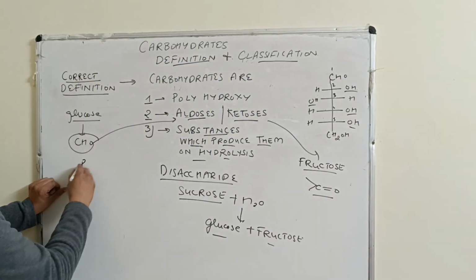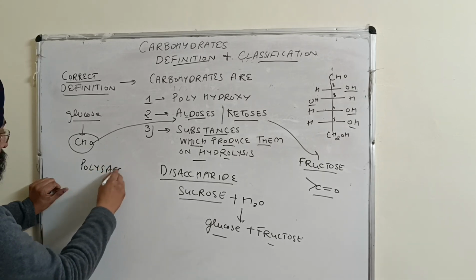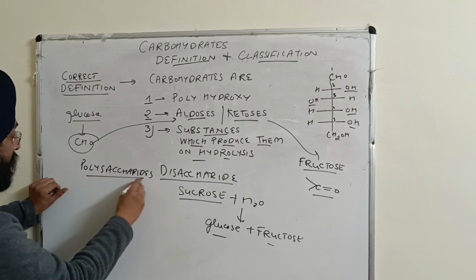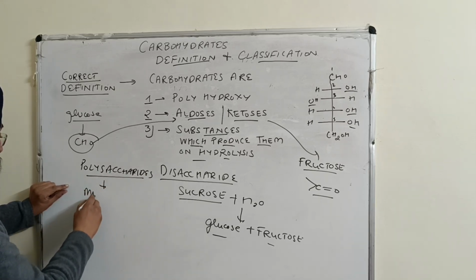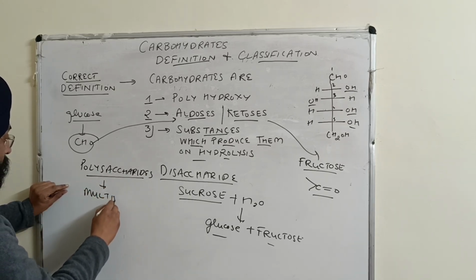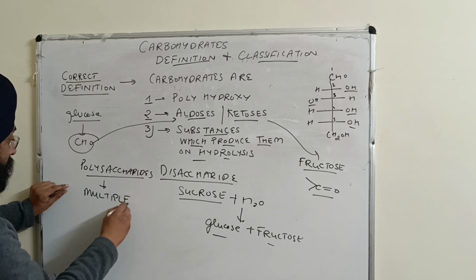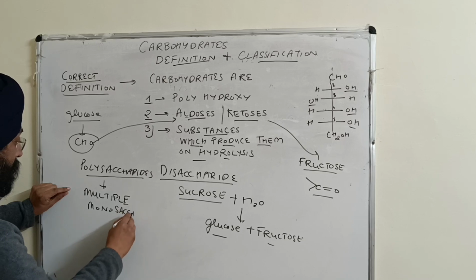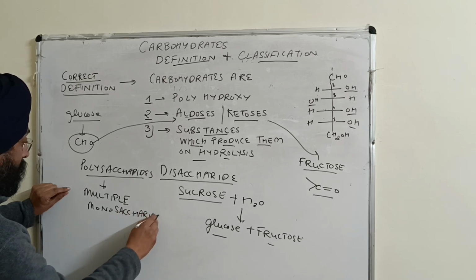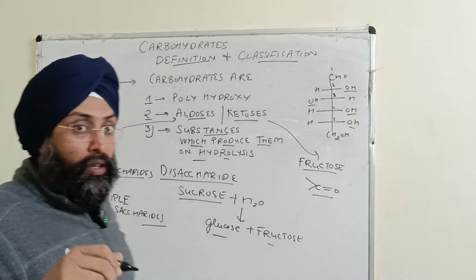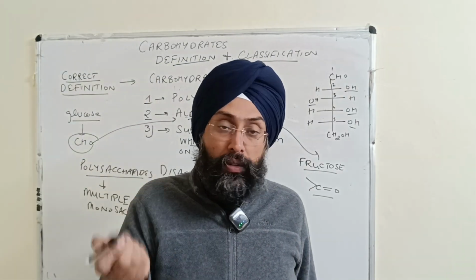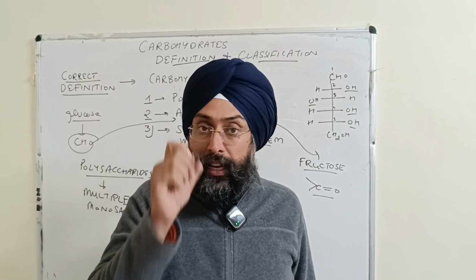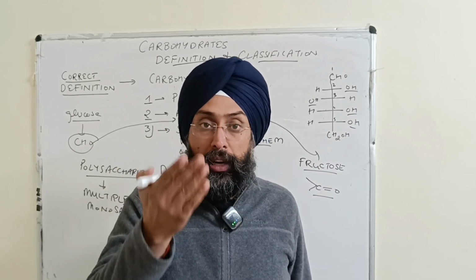In case of polysaccharides, we have multiple monosaccharides, right? So let's take the example of glycogen, right? It is a polymer of glucose, right? So when in glycogen we'll keep on adding water, we'll get molecules of glucose.